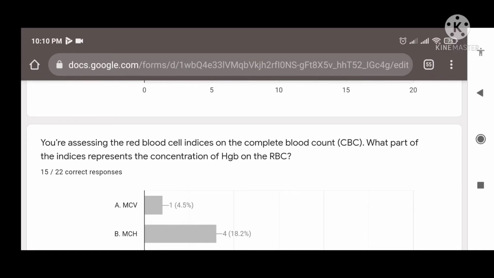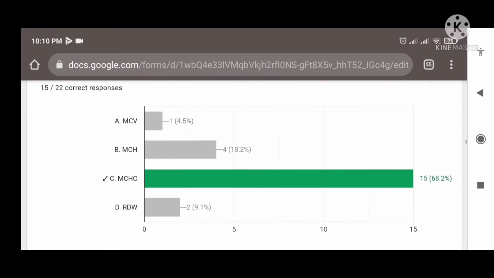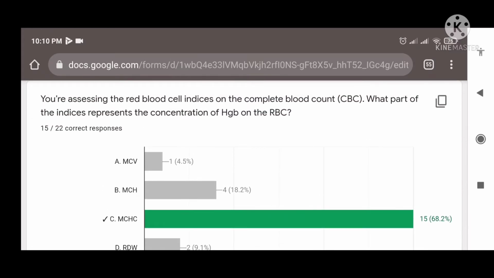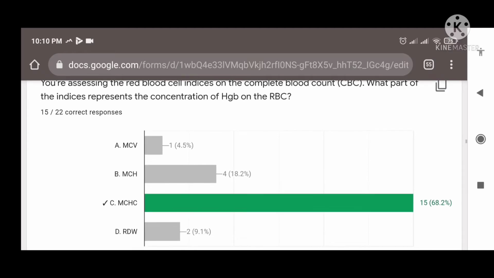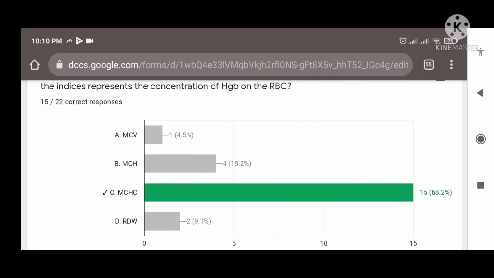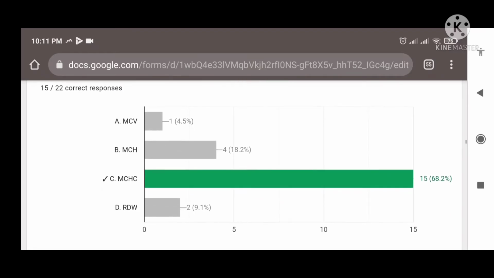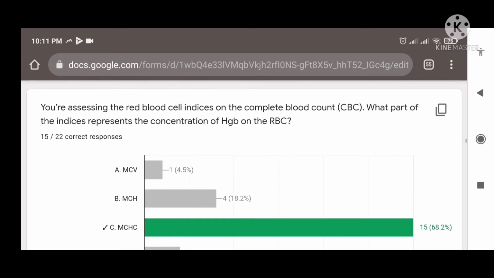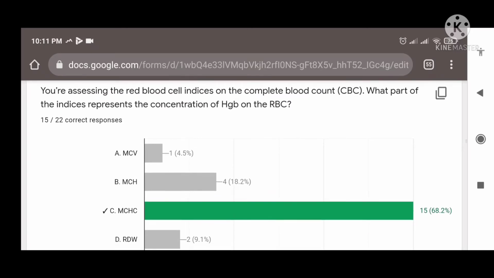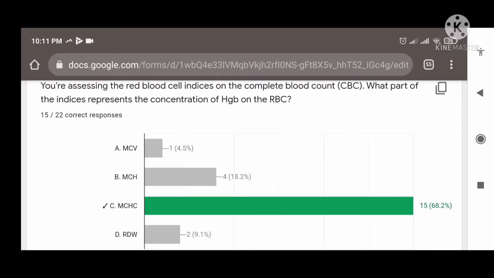Next question: you are assessing the red blood cell indices on the CBC. What part of the indices represents the concentration of hemoglobin in the RBC? It's the mean cell hemoglobin concentration, or mean corpuscular hemoglobin concentration, that is the MCHC. It tells us about the concentration of hemoglobin in the RBC.